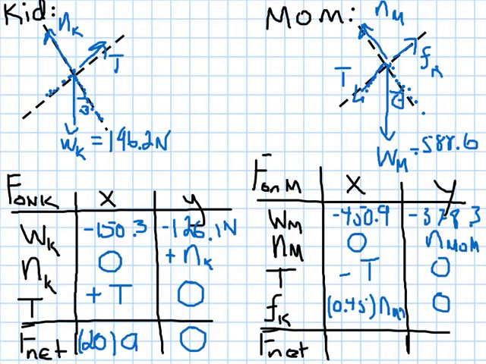In the y direction, just like before, I do not expect any acceleration. In the x direction, I do expect an acceleration, so the sum of the forces in the x column should all add up to produce a force that's equal to the mom's mass, which is 60 kilograms, multiplied by her acceleration. So next, let's go ahead and build our equations from our tables and solve them.